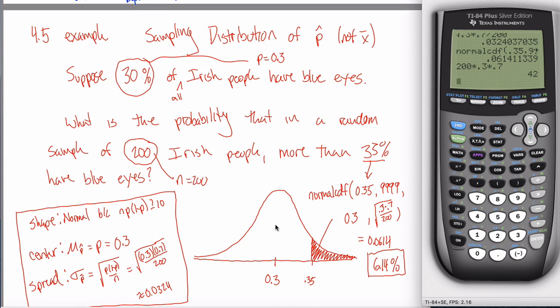And you're like, no, you're forgetting something. You just did normal CDF. What about inverse norm? Well, you could do inverse norm questions. There's nothing inherently wrong with inverse norm questions in this section. They're just really hard to word. It's hard to talk. How would you word that?